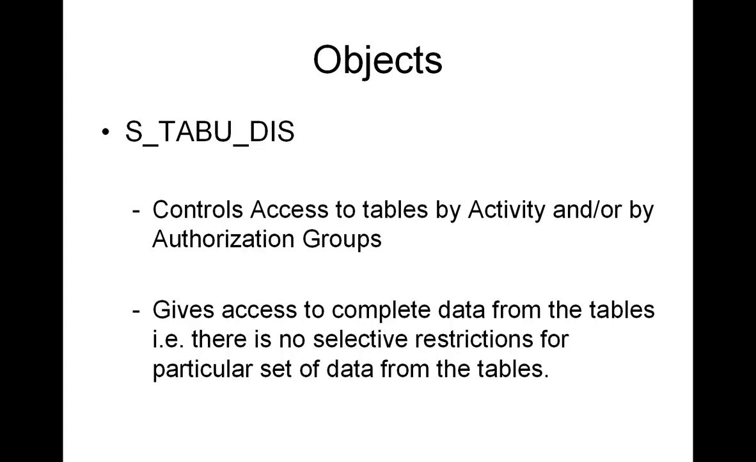For example, a table contains data belonging to, say, 10 company codes. So Tableau DIS does not restrict the user from viewing data for a particular company code. Once he has access to table viewing, he can see all the records for all the company codes from the tables.